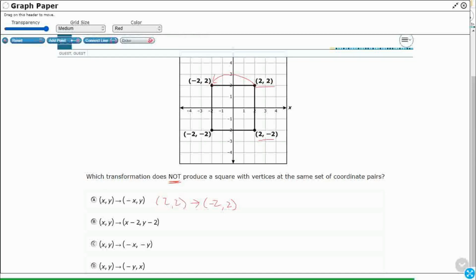And then let's try this other one, right? This 2, negative 2 transforms into, I'm going to take my x, it's going to be negative 2 now. My y stays negative 2. All right, that's going to go right there.